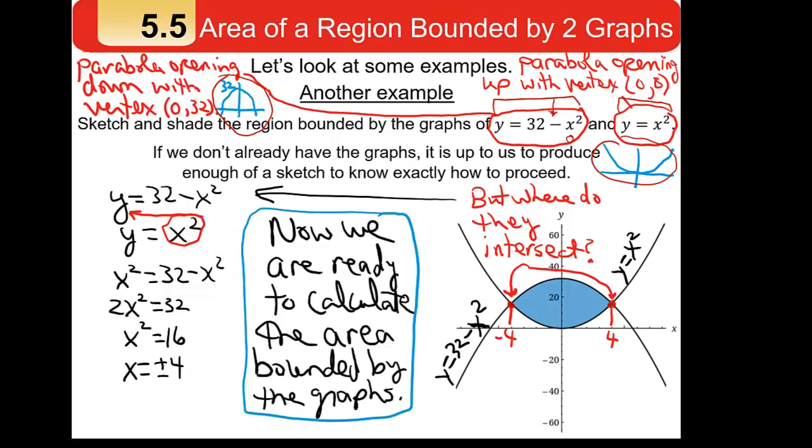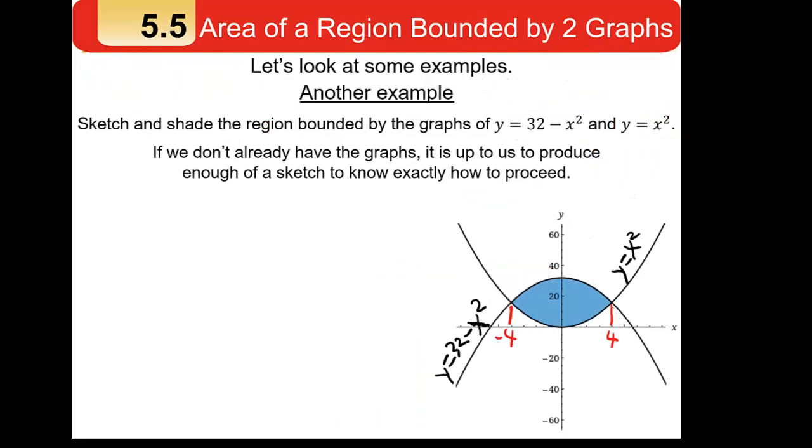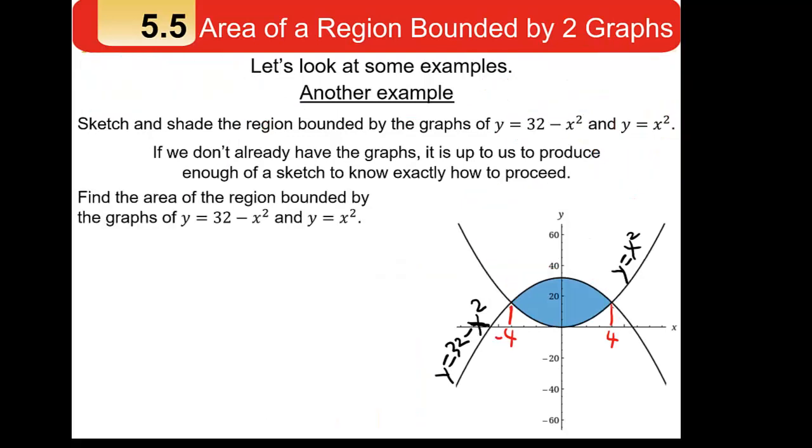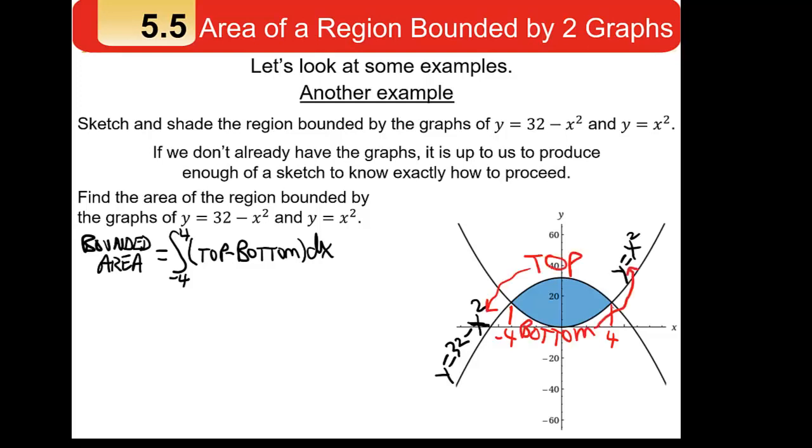So now we're ready to integrate, because we can see that one curve is always on top between minus 4 and 4, and that happens to be the curve y equals 32 minus x squared. So we should be able to do this now, fairly straightforward. The bounded area, that shaded area, is top minus bottom between minus 4 and 4. It always has the same one on top, and in this case it happens to be the 32 minus x squared. So I take 32 minus x squared, which is the top one, minus x squared, which is the bottom one, and that becomes the integrand, and I'm integrating from minus 4 to 4.